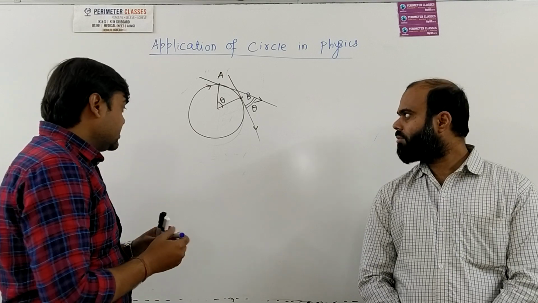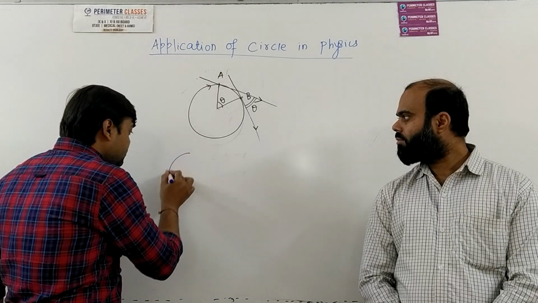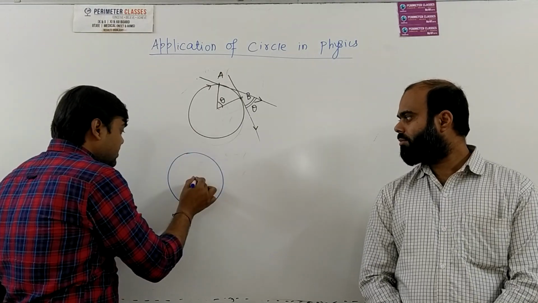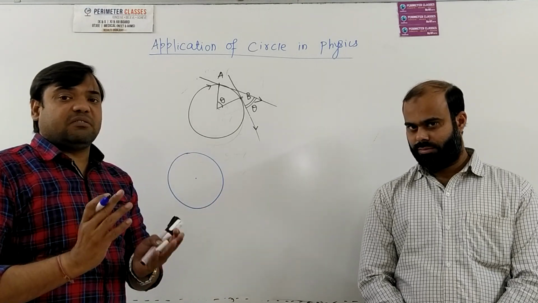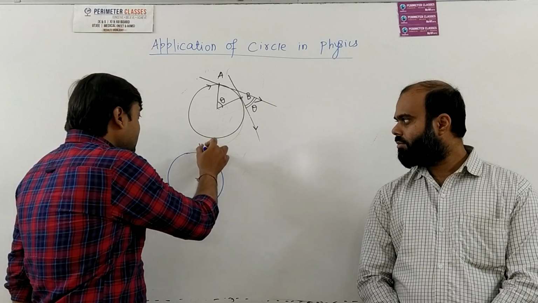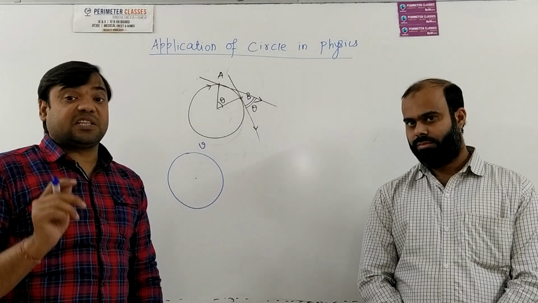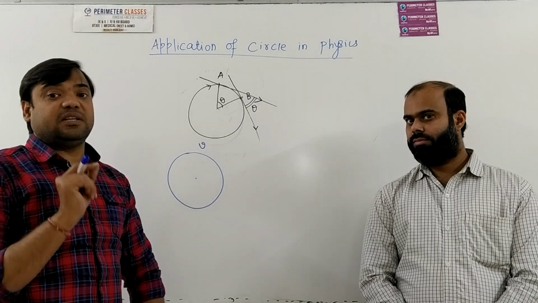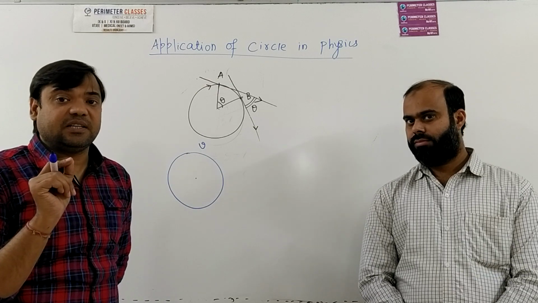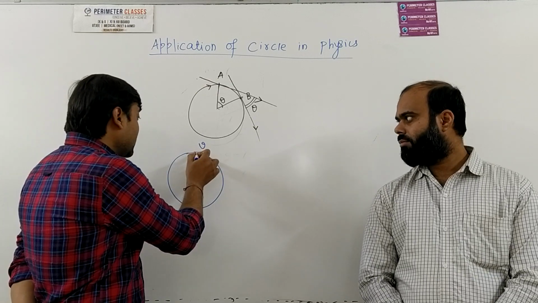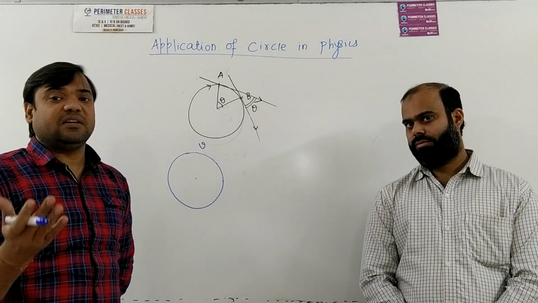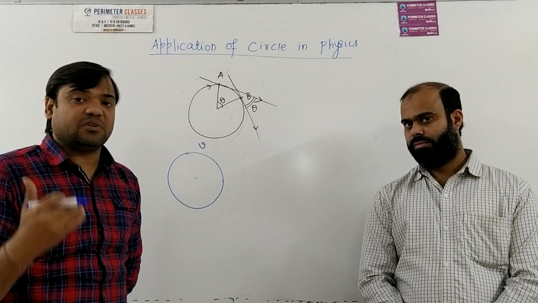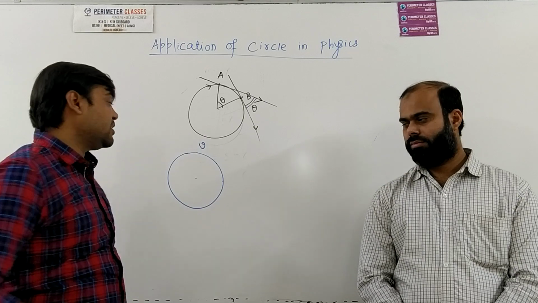Let us say we are considering a very simple case of uniform circular motion. What is the meaning of uniform circular motion? A circular motion in which the particle is moving with a constant speed. Speed is constant but velocity is continuously changing. Why is it changing? Because at each point the direction of its motion is changing and hence the velocity will continuously change, because velocity is a vector quantity.